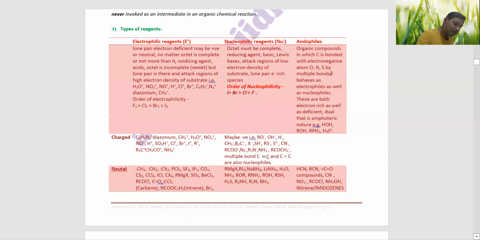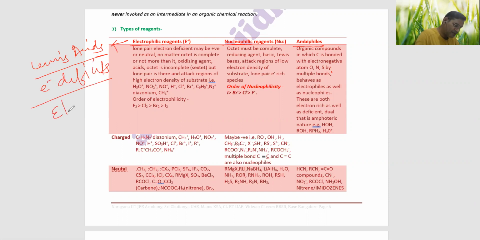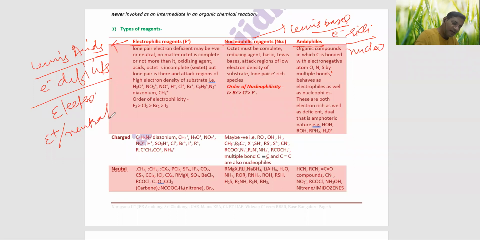Now, reagents can be of three types. Reagents can be electrophilic, reagents can be nucleophilic, and reagents can be ambiphilic. Electrophilic reagents, as I already told you, will be electron deficient and will be known as Lewis acids, that is, electrophilic in nature. What about nucleophiles? Nucleophiles are Lewis bases, electron rich, and can be negatively charged or neutral.